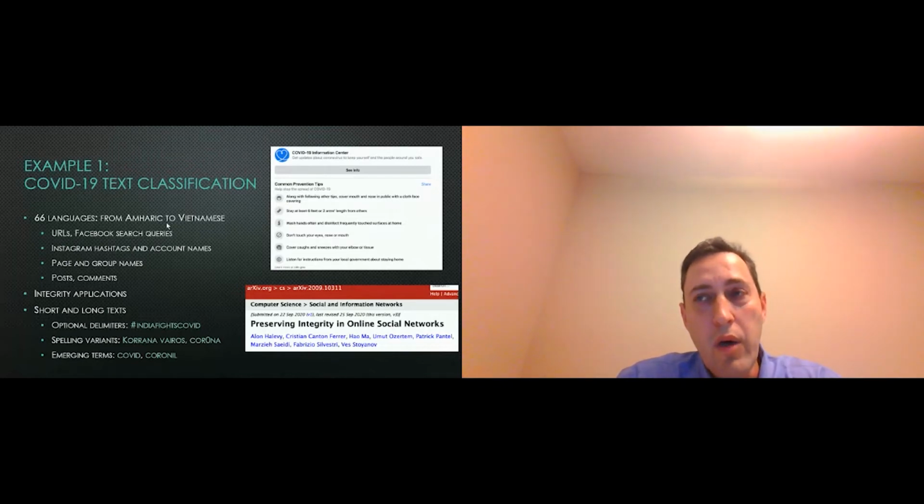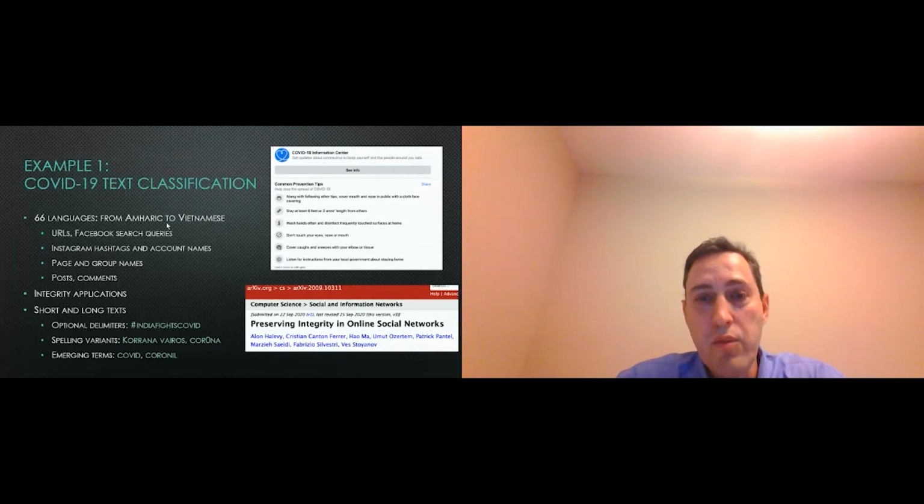So in describing this problem, let me emphasize that there are short texts and there are long texts. For example, delimiters can be optional. You see a hashtag India fights COVID. We want to detect that, but tokenization here is difficult because you need to see that this is India fights and COVID, 3 different words.